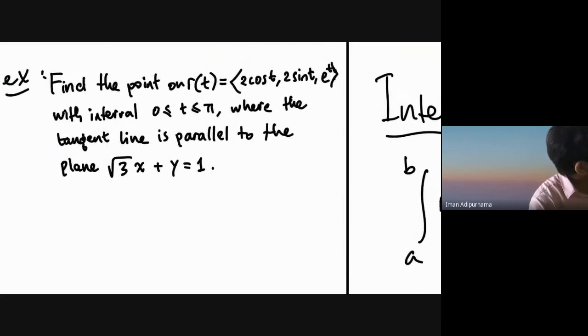So find the point on a vector function 2 cosine t, 2 sine t, and the z is e to the power of t. And the interval is from 0 to pi. It's also mentioned that the tangent line is parallel to this plane. So what's the question asking? To find the point.